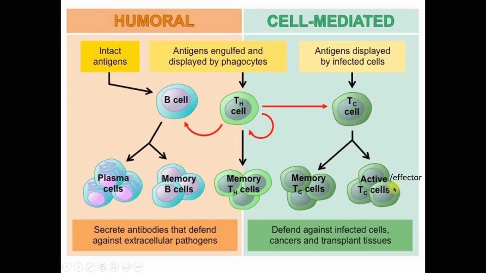Okay, and when there is another secondary infection, in the humoral immune response, these memory B cells will straight away proliferate and differentiate into plasma cells and memory B cells again. And then the plasma cells that came from this memory B cell will straight away secrete antibody.